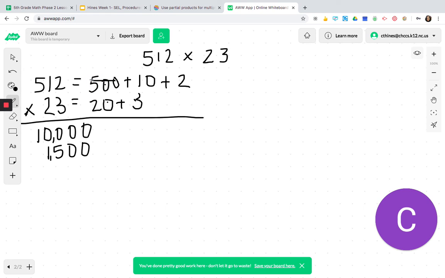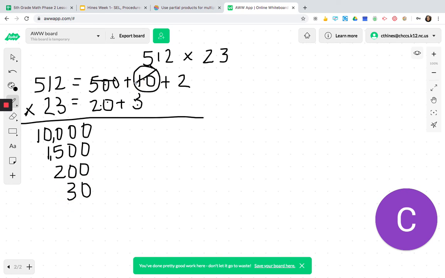So I'm going to move over to the 10. And I'm now going to multiply the 10 by each of the digits in that bottom number, 20 and 3. So 10 times 20 is going to be 200, because 2 times 1 is 2, and there are 2 zeros in between those two numbers. And then 10 times 3 is 30. Okay, and I'm done with that 10 now.